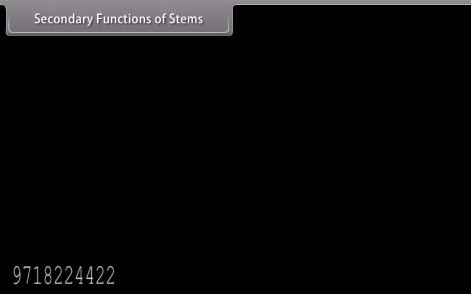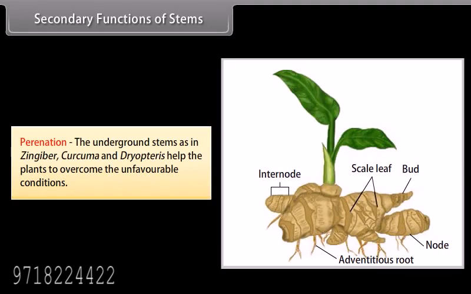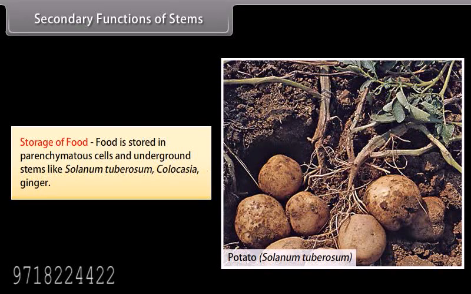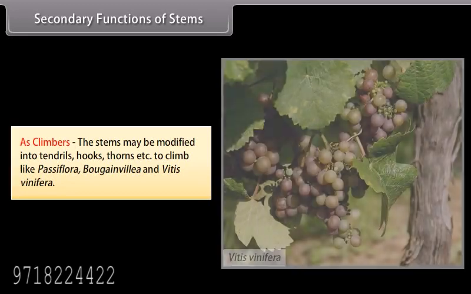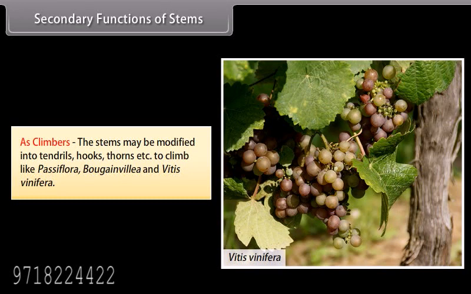Secondary functions of stems. Perennation. The underground stems, as in zingiber, curcuma, and Dryopteris, help the plants to overcome the unfavorable conditions. Storage of food. Food is stored in parenchymatous cells of underground stems like Solanum tuberosum, Colocasia, ginger. As climbers, the stems may be modified into tendrils, hooks, thorns, etc. to climb like Passiflora, Bougainvillea, and Vitis vinifera.